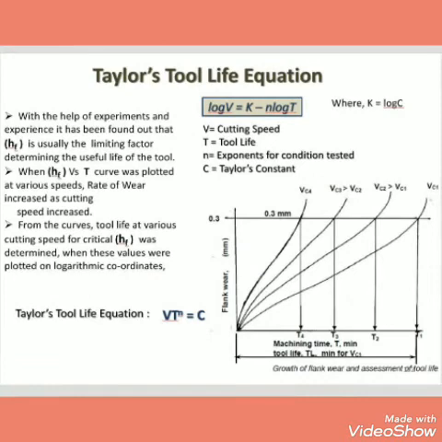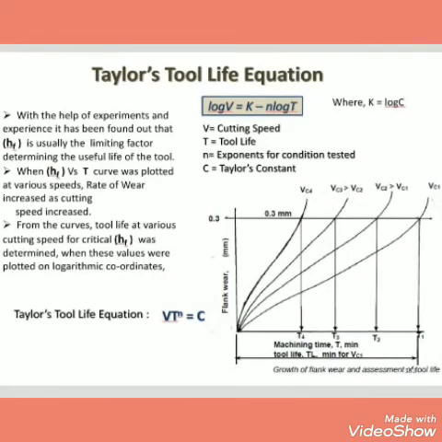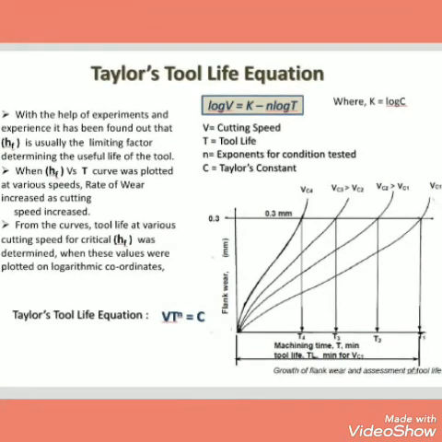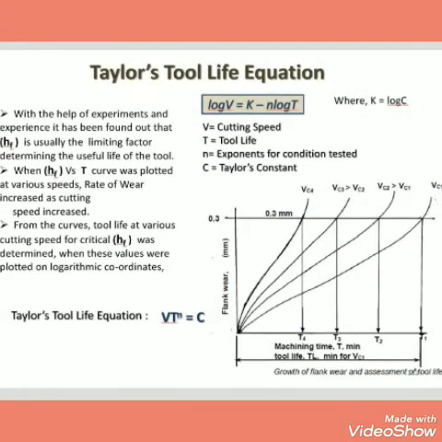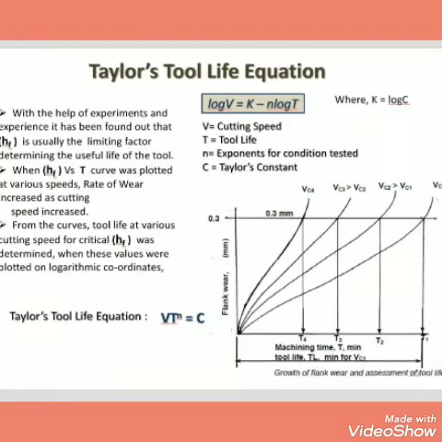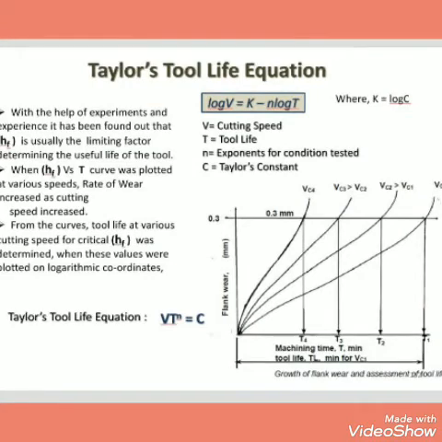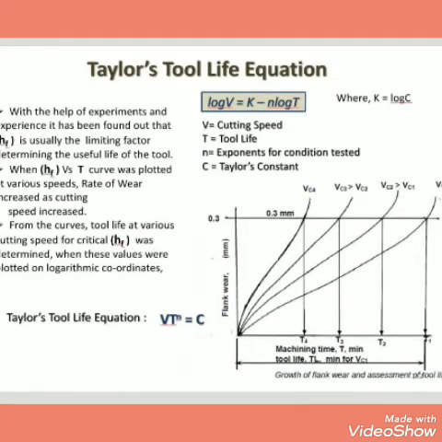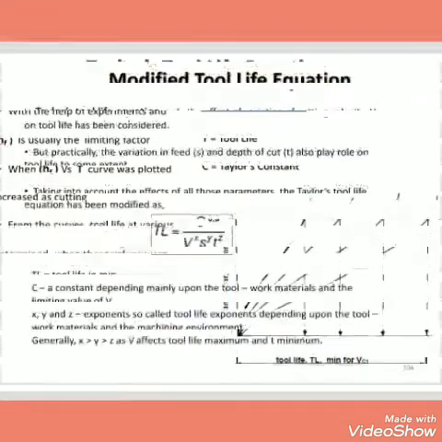Taylor's tool life equation, as in the picture: with the help of experiment and experience, it has been found that the flank wear is really the limiting factor. The equation is log V = K - N log T, where K = log C, V is the cutting speed, T is the tool life, N is the exponent of the conditions tested, and C is Taylor's constant. From the curves of tool life at various cutting speeds, the Taylor tool life equation is finally given as VT^n = C. These values were determined when plotted on logarithmic coordinates. This is the Taylor tool life equation.